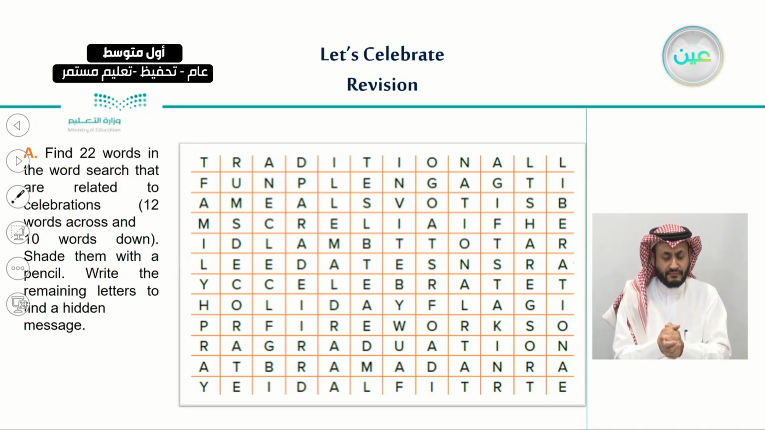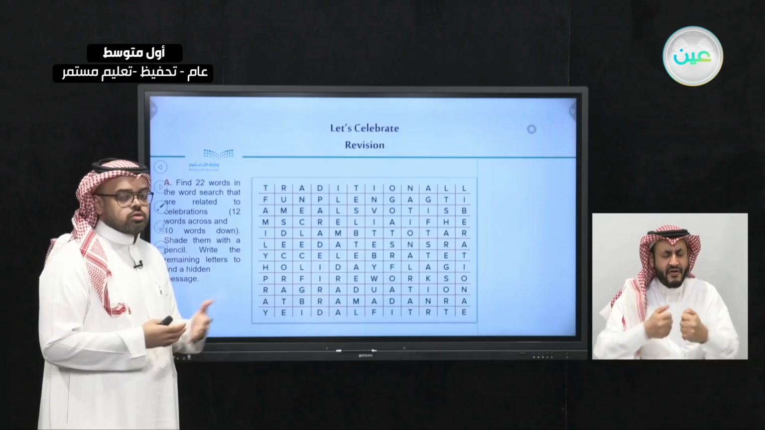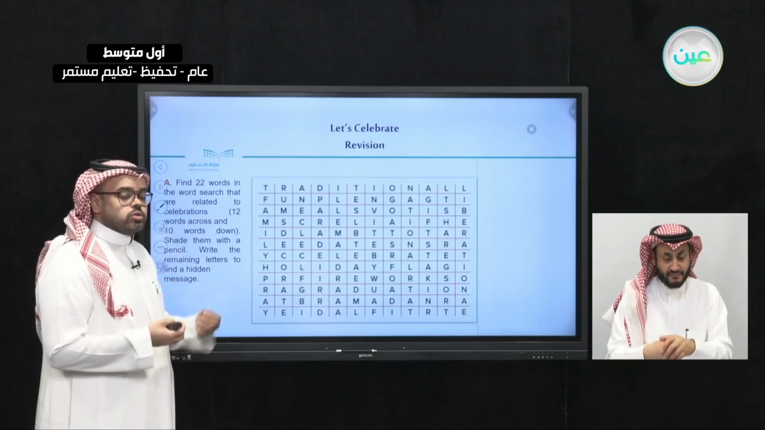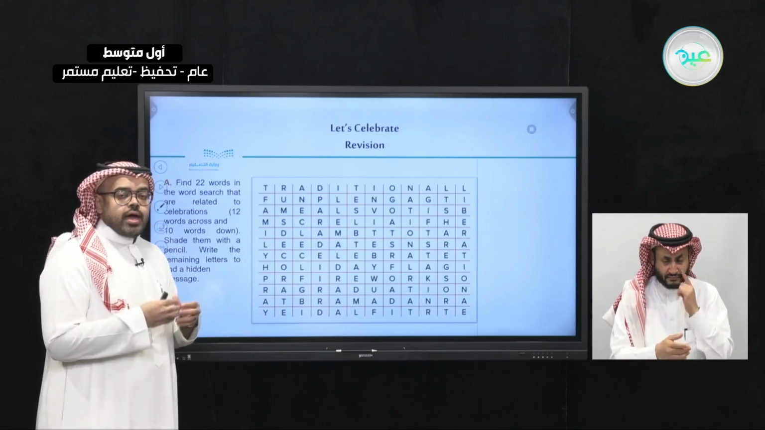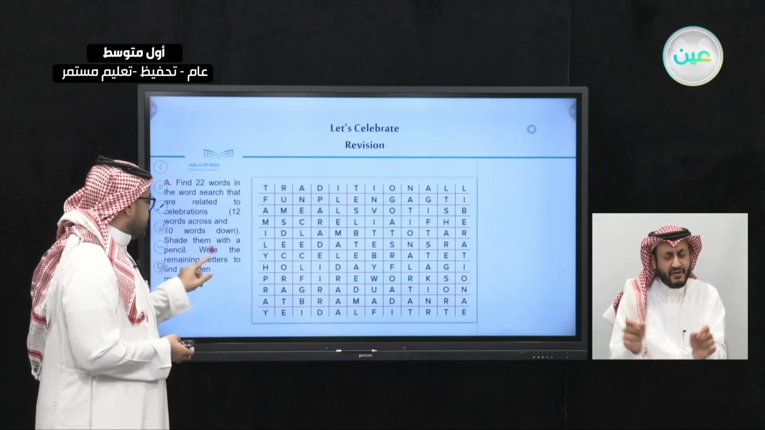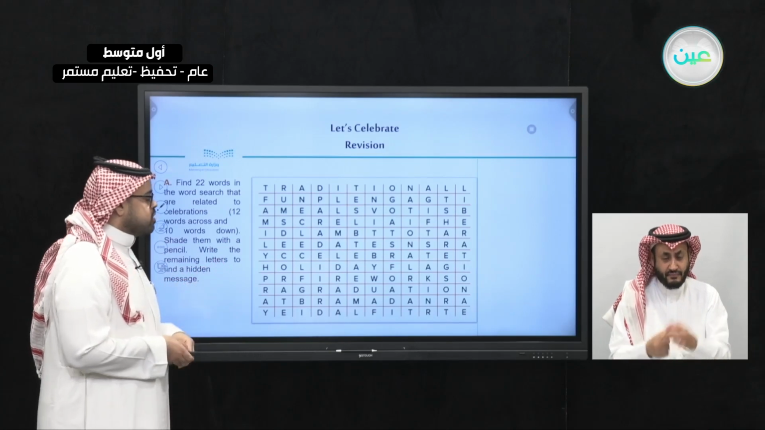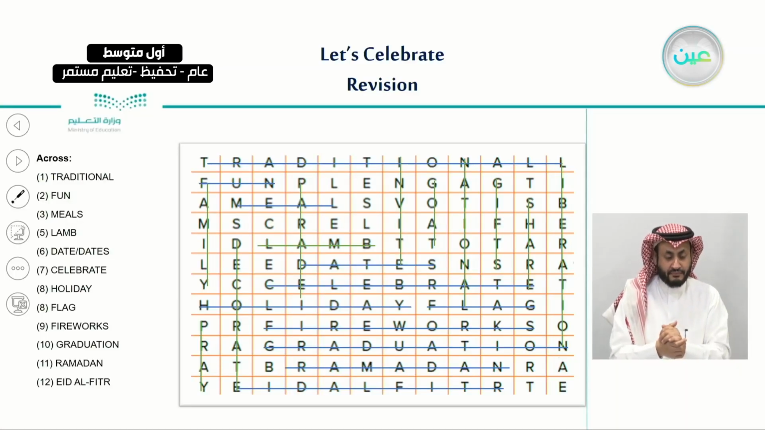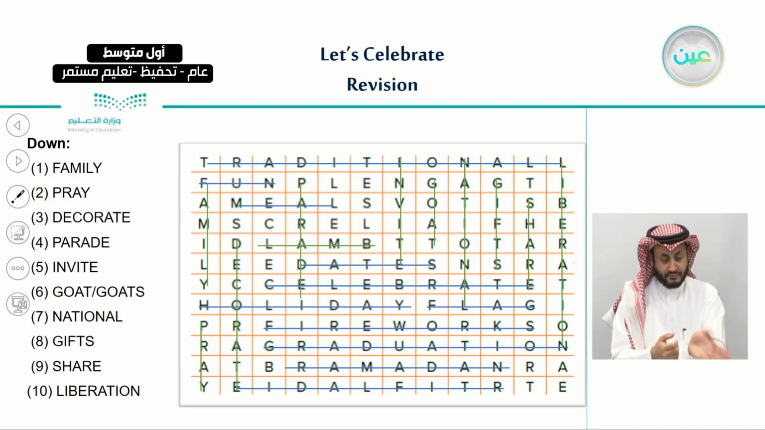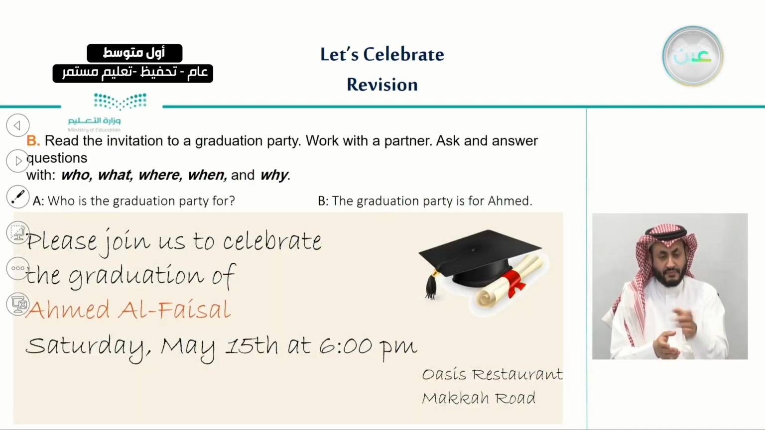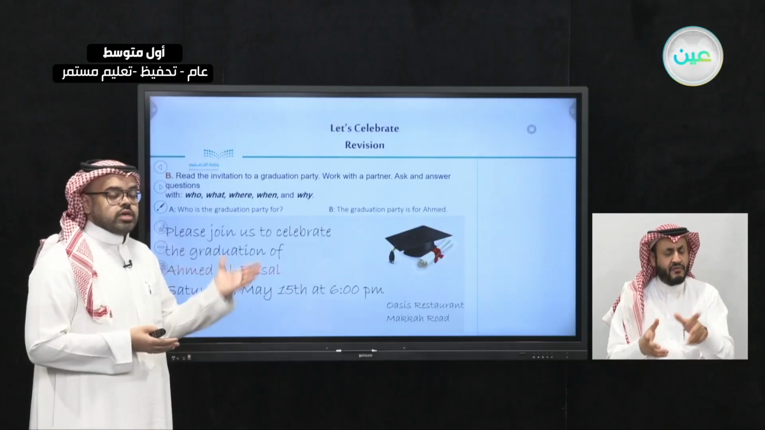Last lesson, we did this interesting exercise about crosswords, and we said that you have 22 words. Try to find them, and when you do, highlight the remaining letters and you will see a hidden message. We found the 12 words that are across, as we can see here, and here is the list of these 12 words, and also 10 words that are down, those in the green line. The words we came up with are Let's Celebrate, the title of our unit.